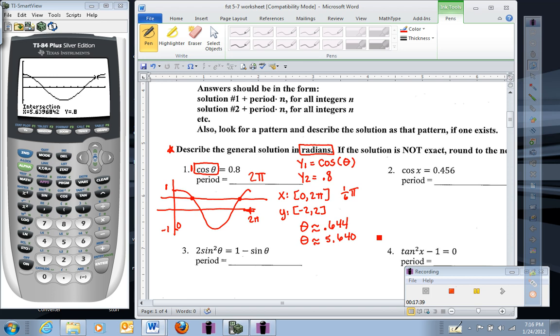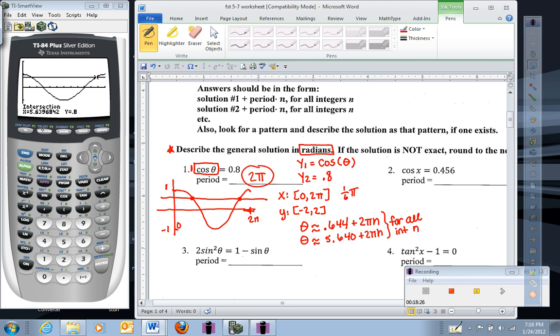Now, to finish these, I'm going to use my periodicity theorem that says I can find the next solution to the right or to the left by adding or subtracting multiples of this period, which is 2 pi. So I'm going to add on 2 pi times n to each one of these, and then I'm going to put a little bracket and say, for all integers n. So I could add on 1 times 2 pi, which would be adding on 2 pi, 2 times 2 pi, which would be 4 pi, 3 times 2 pi, which would be 6 pi, -1 times 2 pi, which would be -2 pi, and so on.